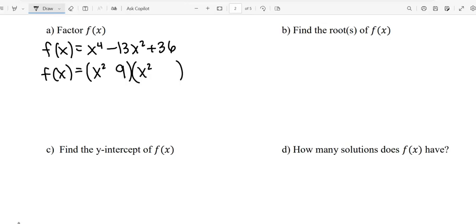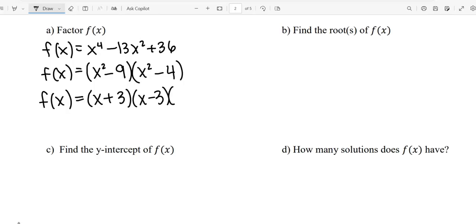9 and 4. How did you get a negative 13? Negative, negative. Oh, that's nice. What did we make? Two difference of squares. How does x squared minus 9 factor? x plus 3, x minus 3. What about x squared minus 4? x plus 2, x minus 2. And are we done? Can we factor any more? Nope.